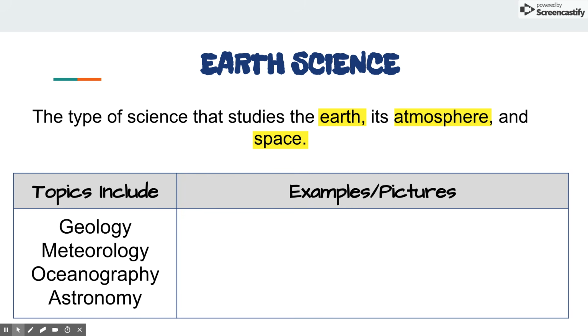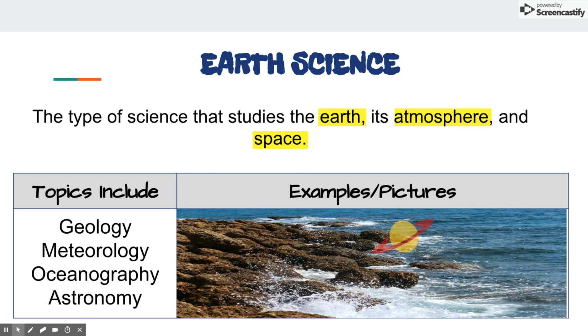The four main topics are geology, which is the study of rocks and minerals and the land, meteorology, which isn't about meteors, but actually about the weather, oceanography, the study of how the ocean moves and works, and astronomy, which is the study of our space.